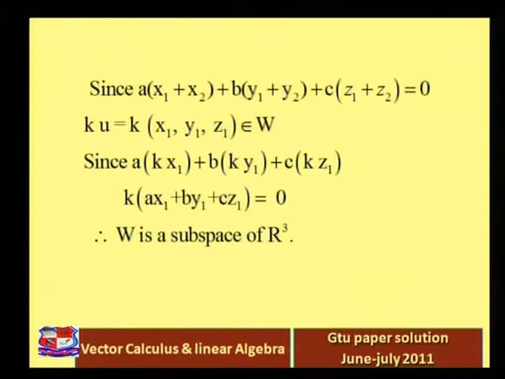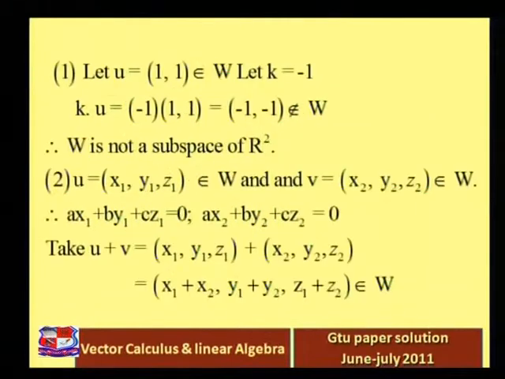To prove that the vector u plus v belongs to W, we have to prove that a into the first coordinate plus b into the second coordinate plus c into the third coordinate is equal to 0.